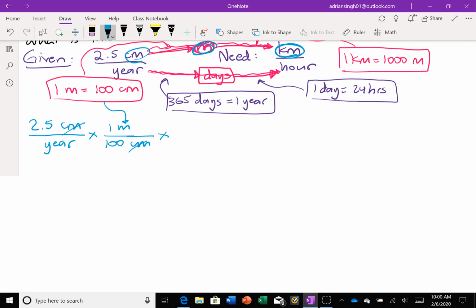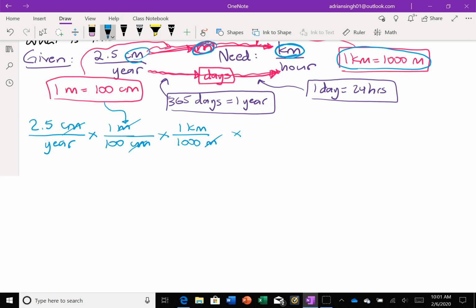And then my second conversion would be from meters into kilometers. I'm going to use this one here as my equality, and insert that as my conversion factor. If I want to end up with kilometers, that goes on top. 1 kilometer, there's 1,000 meters. So meters cancel out. After these two conversions, the units that I have are kilometers per year. Kilometer is the only unit left on top, and year is the only unit left on the bottom. So I'm halfway there. I needed kilometers per hour.